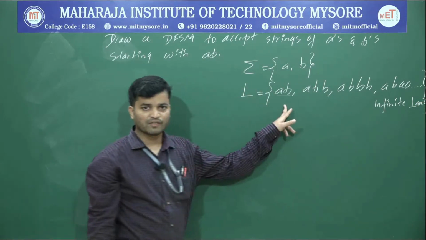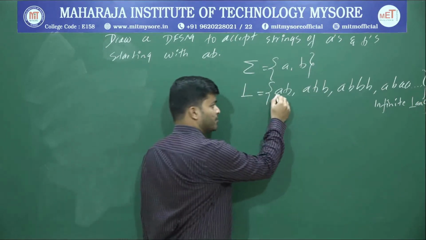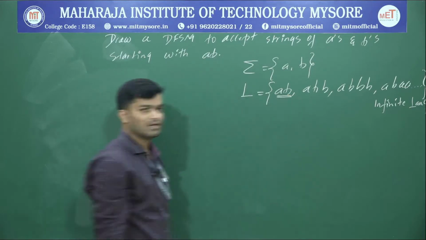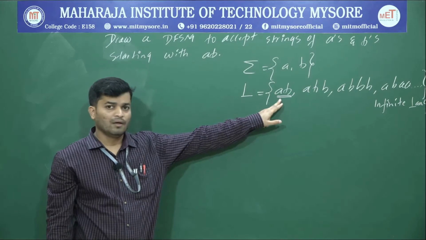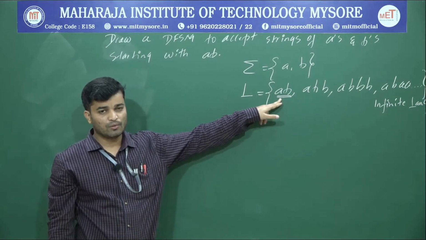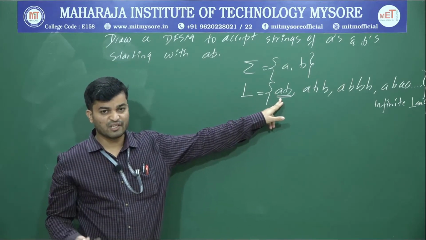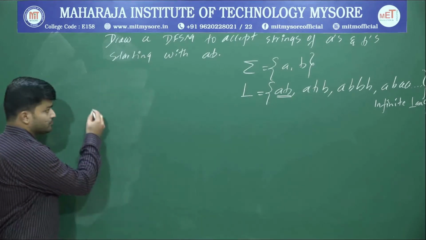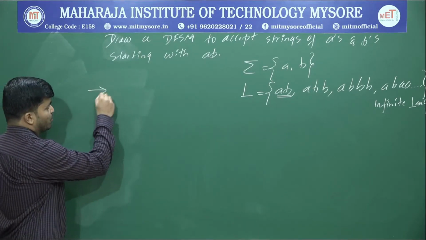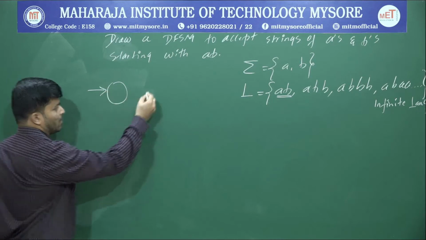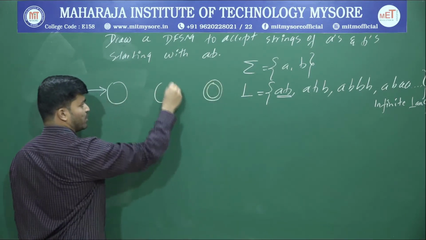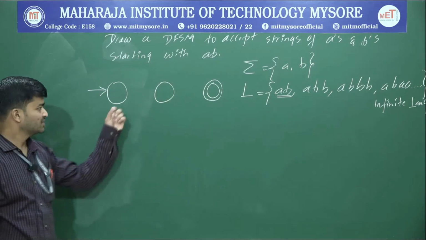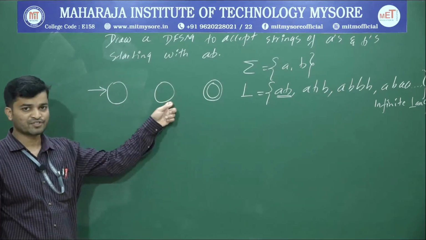So whenever the language is infinite, just take the minimum length string. Just underline the minimum length string. What's the minimum length string? AB. So what is the length of that minimum length string? 2. Whenever the length is 2, how many states? 3 states. Out of 3, one should be the start state, and one more should be the accepting state. And there should be exactly one intermediate state. Start state, accepting state, one intermediate state.